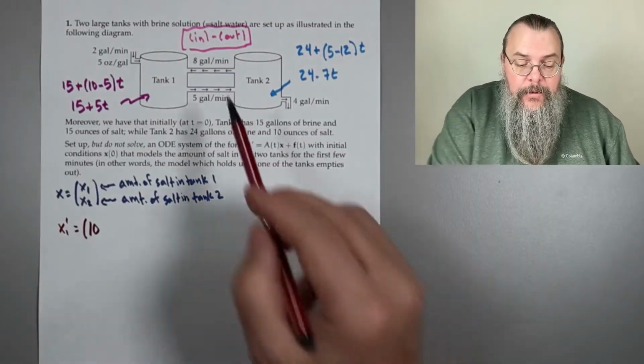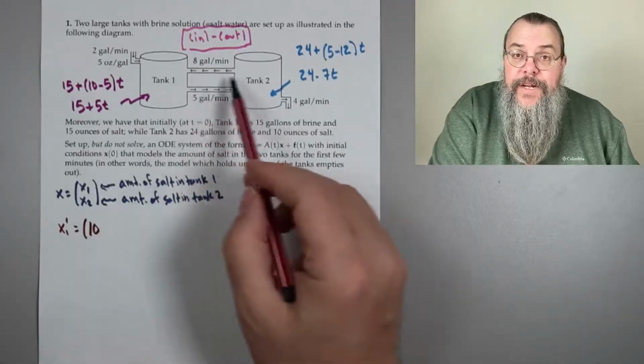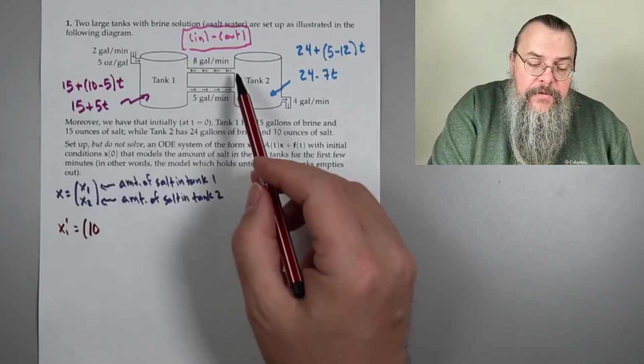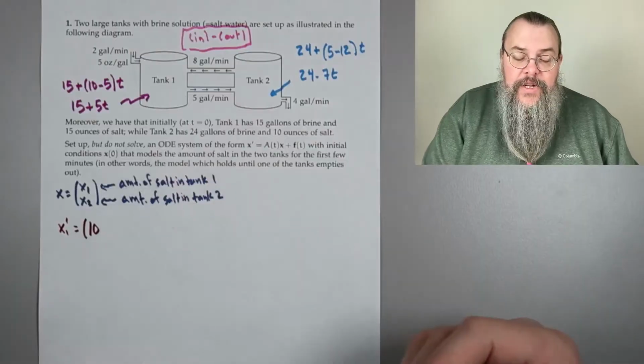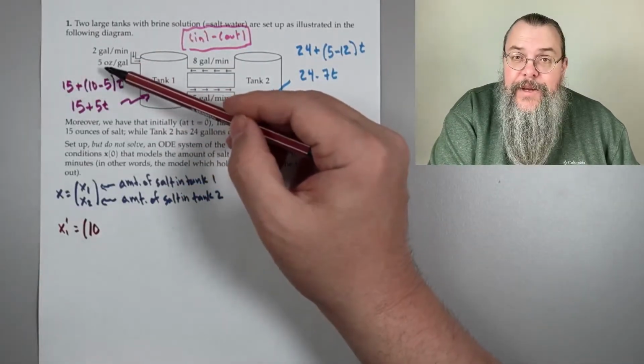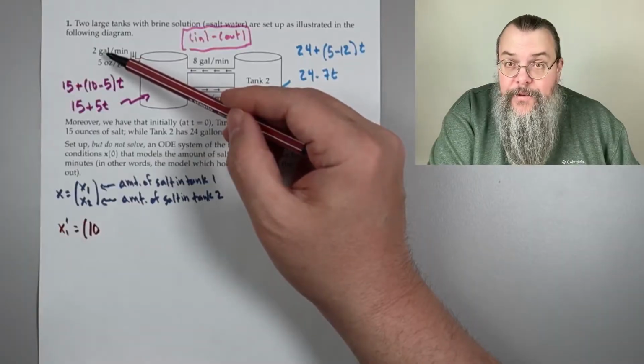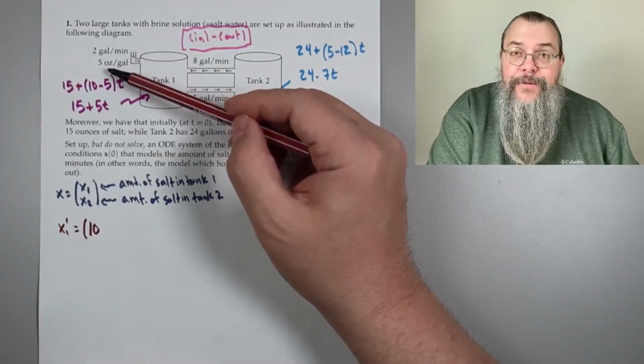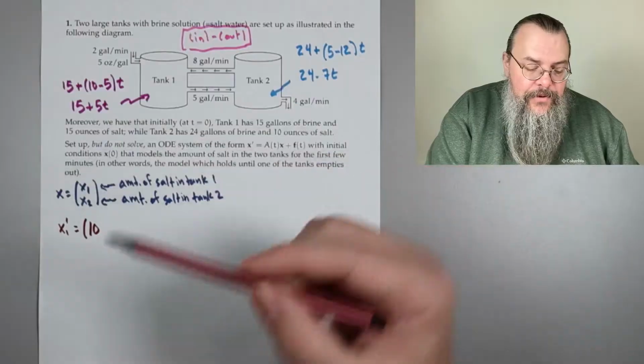Anything else? Well, yeah, we have this 8 gallons per minute. Now that's a flow rate. We also need to times by a concentration. Remember here we took 2 times 5? The 2 was a flow rate. The 5 was a concentration. So 8 is a flow rate.